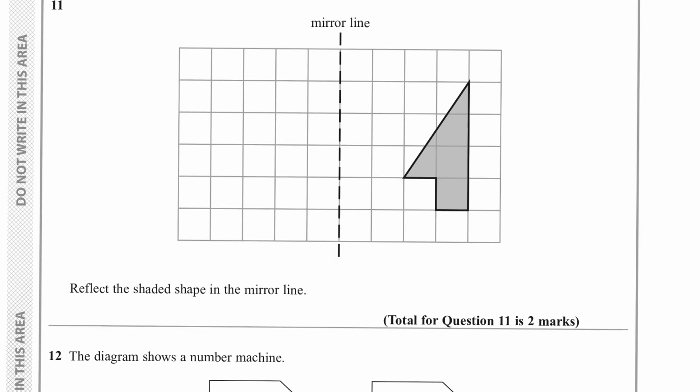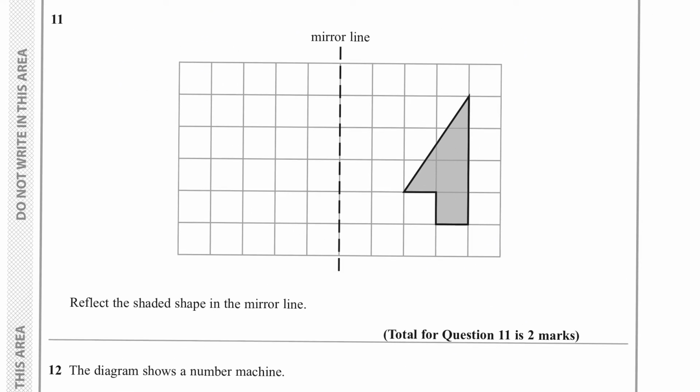Okay, having a look at question 11. It wants us to reflect the shape in the mirror line. When it comes to reflecting shapes, I always count the distance from the shape to the actual mirror line, and then I want that same distance on the other side. So from here to here is two squares, so that point would be there.